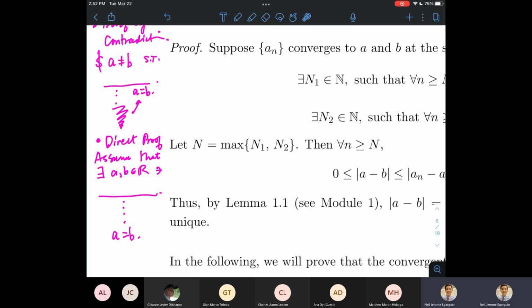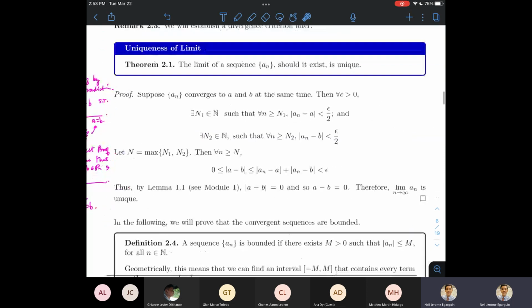So pwede mo siyang isulat as a proof by contradiction. I-assume mo lang na sila ay hindi equal sa isa't isa. Tapos ultimately, pakita mo na by hook or by crook, they should be equal to each other. Or use a direct proof. Huwag mong i-assume na sila ay equal sa isa't isa, but ultimately you use some arguments to show it. Okay? So I think the handout used the latter. So let's look at the proof.